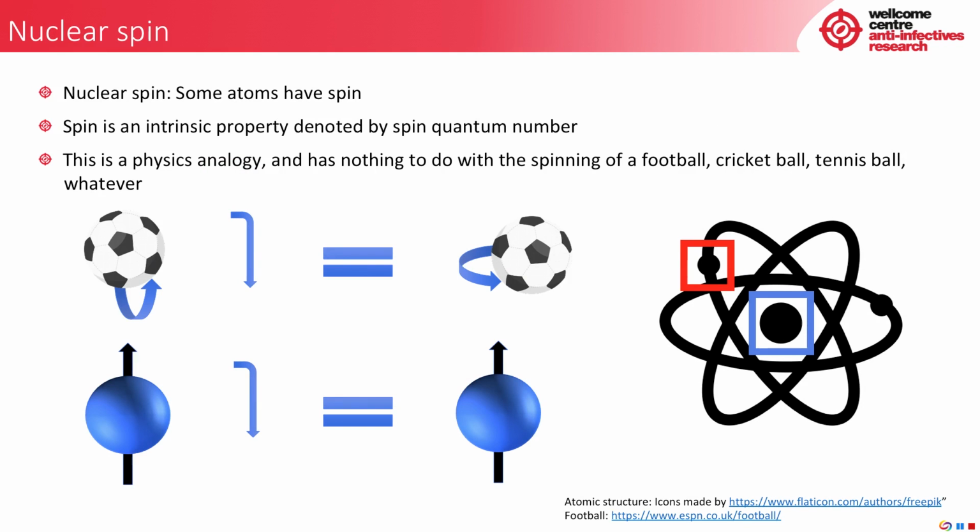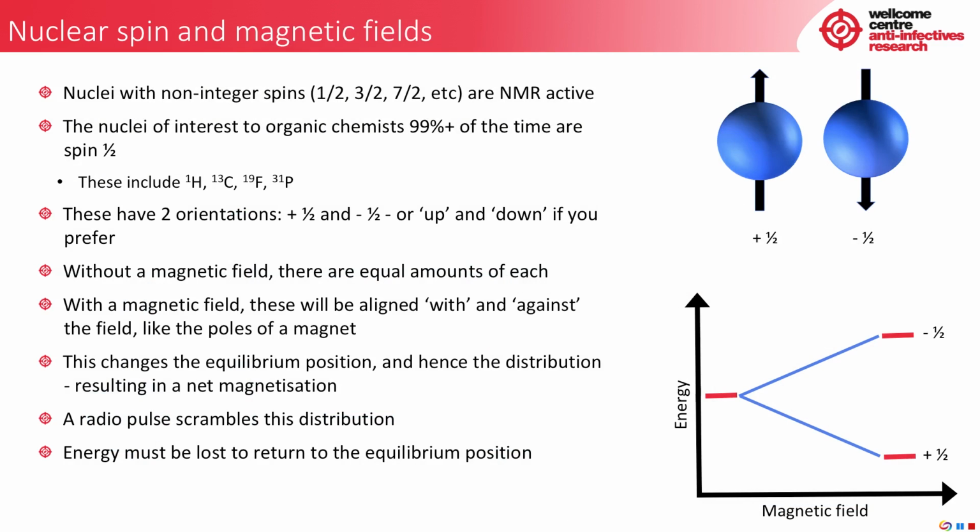Before we move on, I just want to point out that organic chemists usually talk about electrons. And although they are relevant to this topic, we're going to be focusing today, at least at the start, on the nuclei. So, nuclei with non-integer spins, a half, 3/2, 7/2, are NMR active. However, the nuclei normally of interest to organic chemists are spin a half, which is good because it makes our lives much simpler.